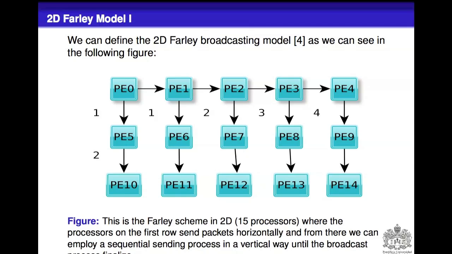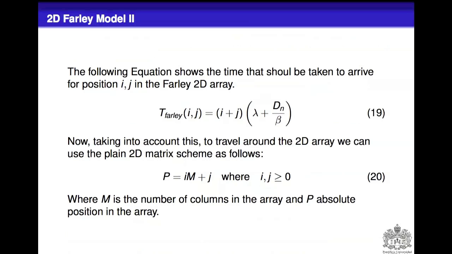In this case, the 2D Farley is a structure where the P begins to send almost at the same time to the left part and the down part, and the other ones should send. If you have processors in the first row, they always send left and down, and otherwise you should always send vertically. Then this is the particularity of this kind of scheme or broadcast strategy.